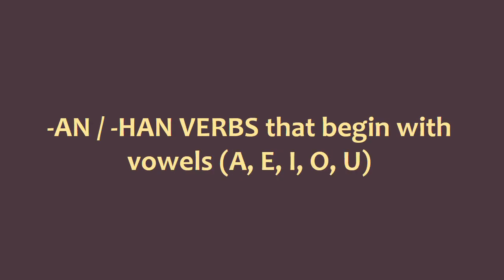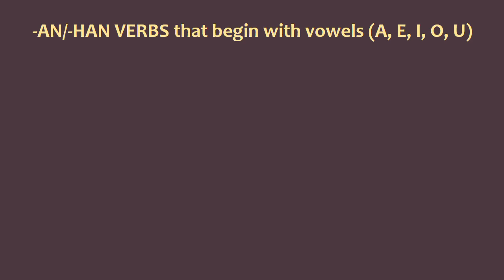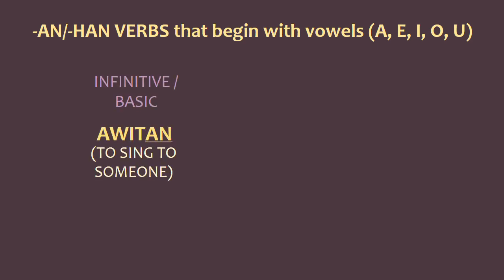Let us start with an and han verbs that begin with vowels. Our first example is awitan, or to sing to someone. Just a side note, another term for awitan is kantahan, to sing to someone. That is a more common term, but we are not using that for our example because it does not begin with a vowel.